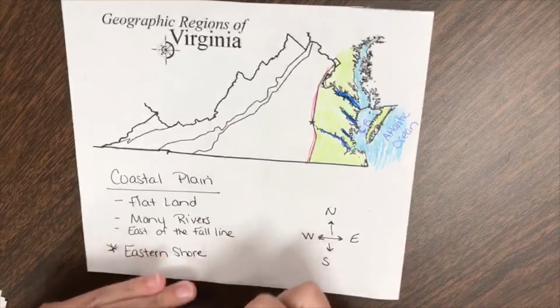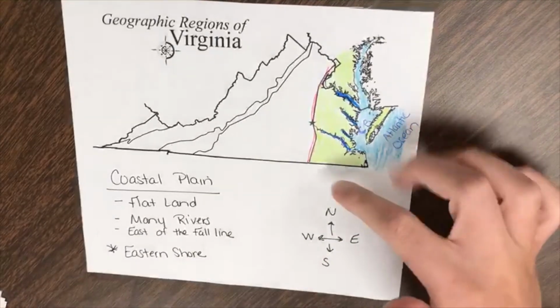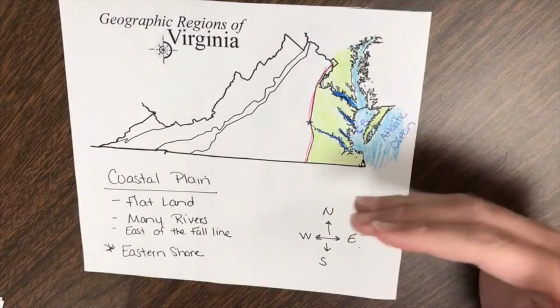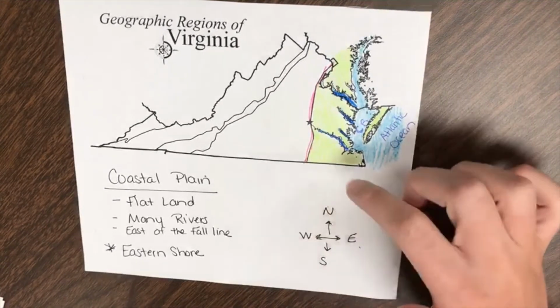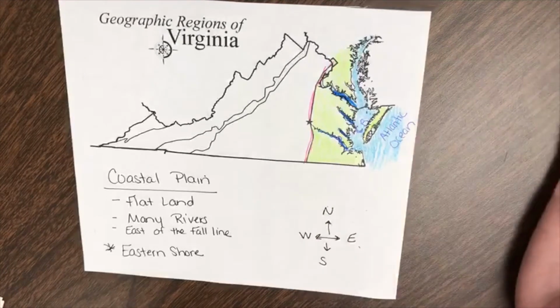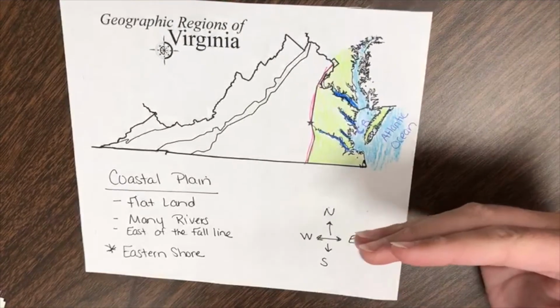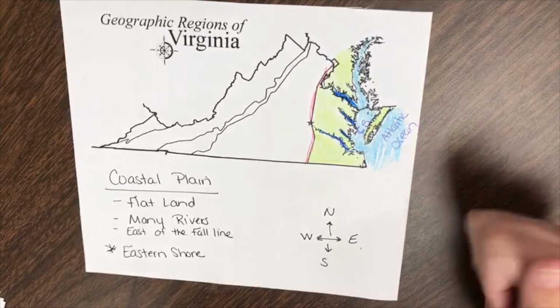The fall line is very important to us because the fall line prevents further travel going west by boat. The fall line is a series of waterfalls, so if you're in a boat, you can't very well get past a waterfall, or you will crash and it will not be good.